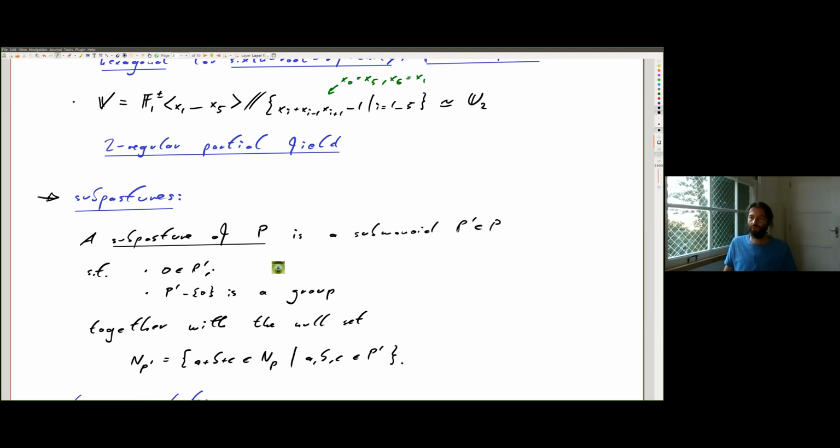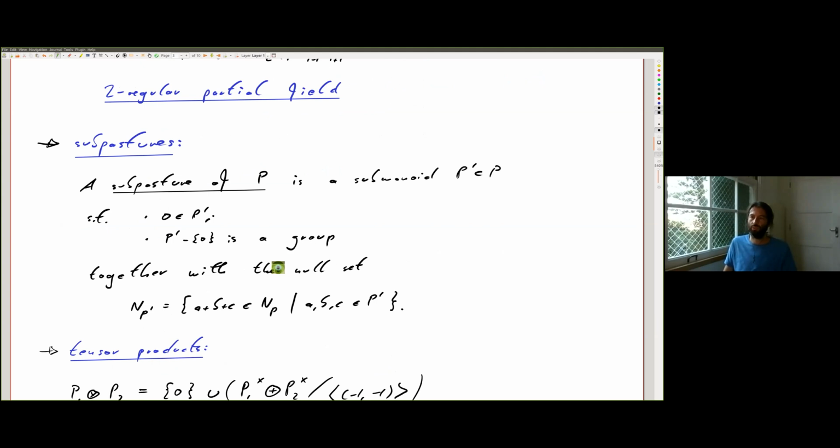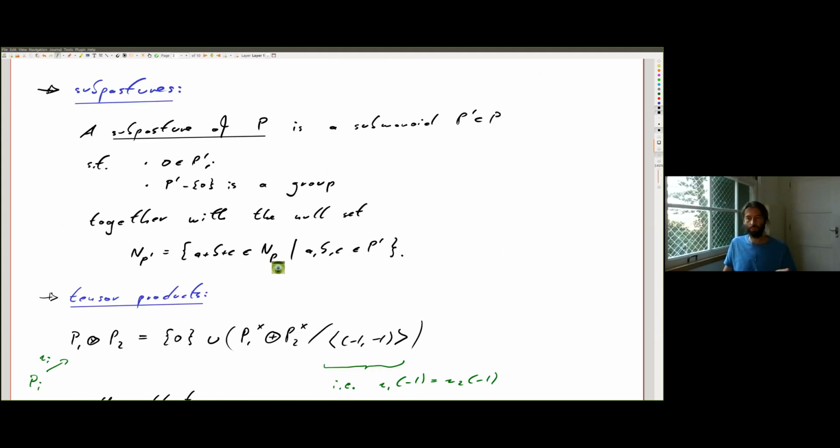As a last construction that appeared already in Matt's talk last week, I want to explain to you what the tensor product of two pastures is. Given two pastures P1 and P2, the tensor product is defined as the following monoid. It's 0 together with the direct sum of the unit groups of P1 and P2, modulo the subgroup of order 2 that's generated by (-1, -1). So it just contains (-1, -1) and the neutral element (1, 1).